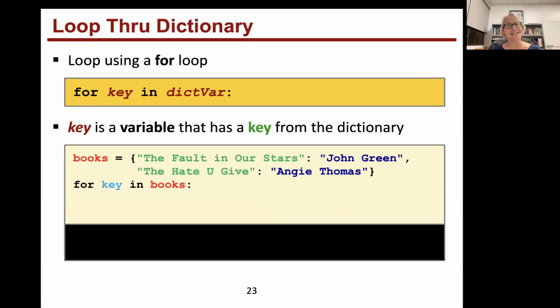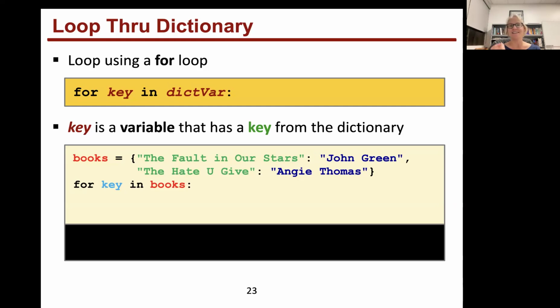Looping through a dictionary. We did do an example in class, but I didn't have the slides in there. So here is how we do it. We use a for loop. So dictionaries are what we call iterable, which means we can actually go through it and get each element at a time out of it, just like a list, just like a string. It's iterable. So we have for key in dict var. So that's how we can loop through a dictionary.